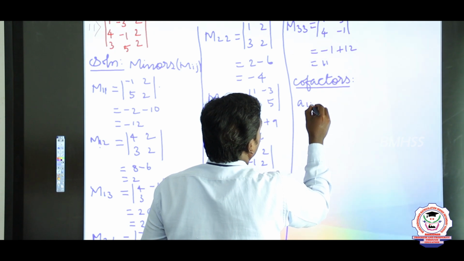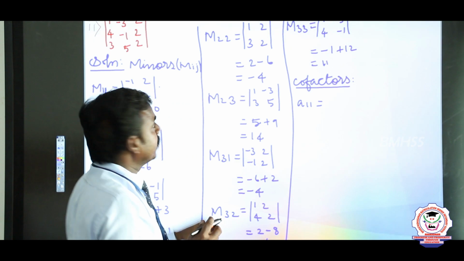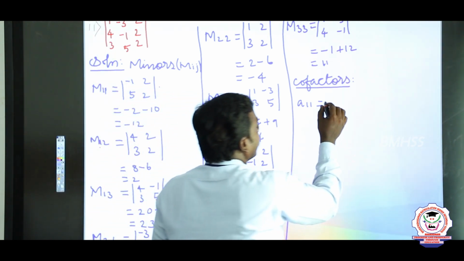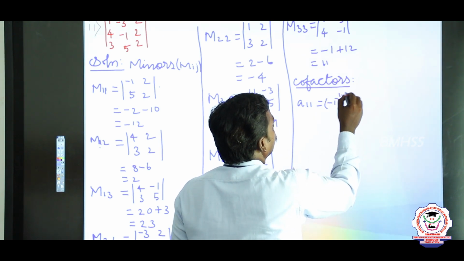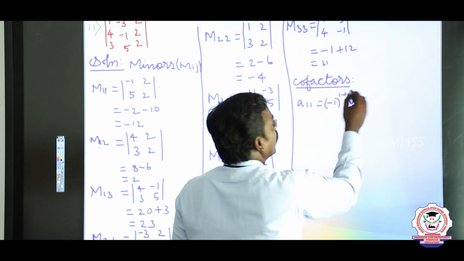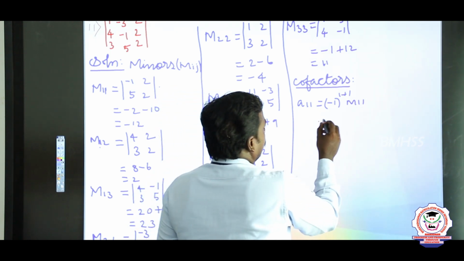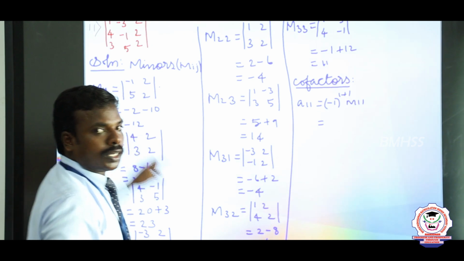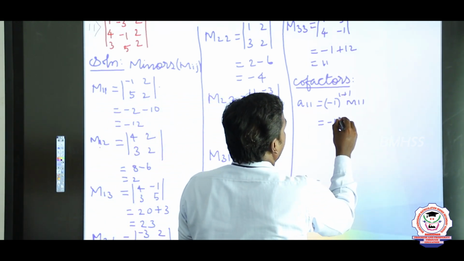A11. So the cofactor of the first row first column value, that is the cofactor of plus 1. We already know the formula: minus 1 whole power 1 plus 2... 1 plus 1, into M11. So 1 plus 1 is an even number, so you will get plus. Listen, M11 value is what? M11 value is minus 12. So minus 12 is the cofactor of A11. So minus 12 is the answer.